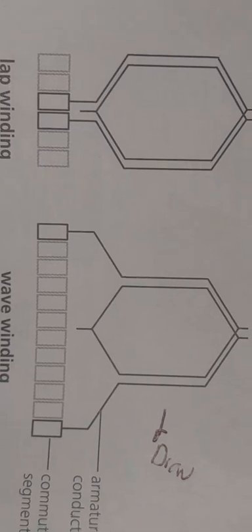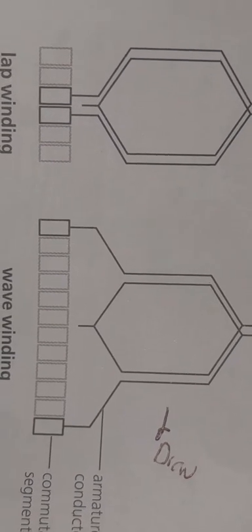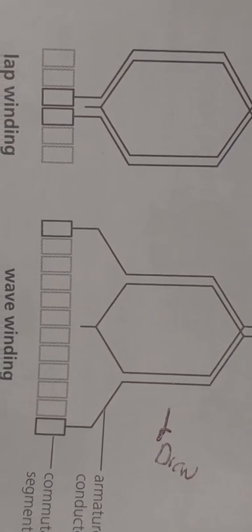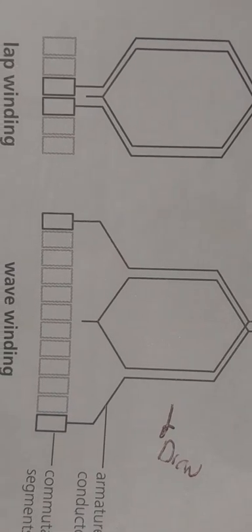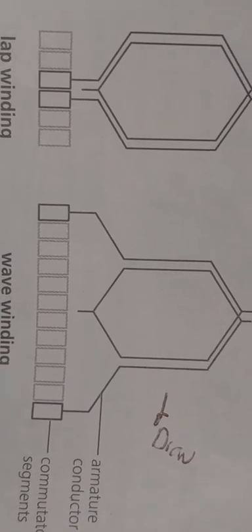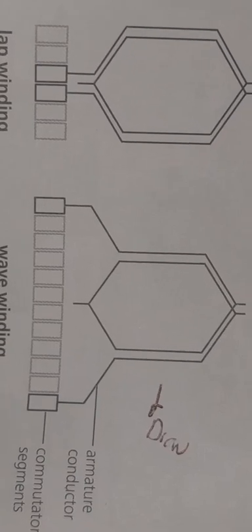Guys, it is applied in series circuits. But I just want to show you again: this is a lap winding and this is a wave winding. Lap winding is used in parallel circuits, and wave winding is used in series circuits.